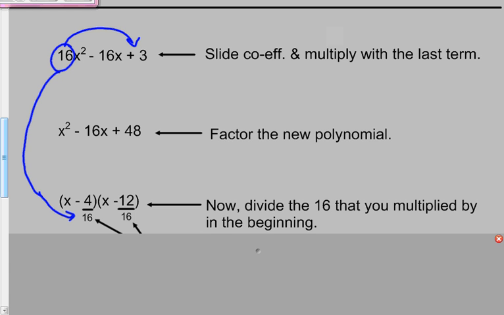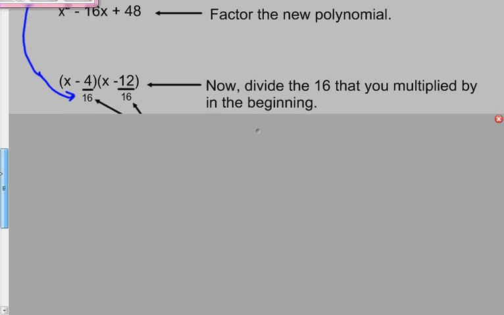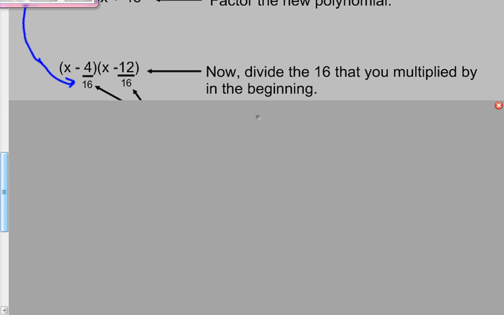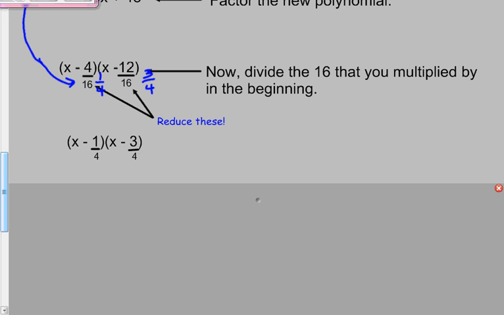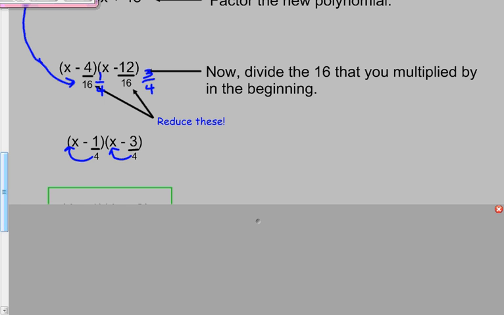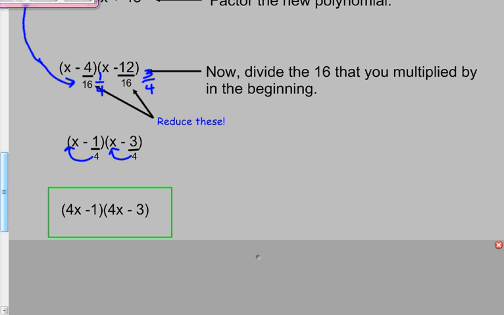Now we simplify at this point. 4 over 16 will reduce to 1 over 4. 12 over 16 reduces to 3 over 4. So here it is, where we've reduced them, 1 over 4 and 3 over 4. Now we're going to take our bottom number, now that we've simplified as far as we can, and move it in front of the x on each one. So it'll be 4x minus 1 and 4x minus 3. And there's your answer again.